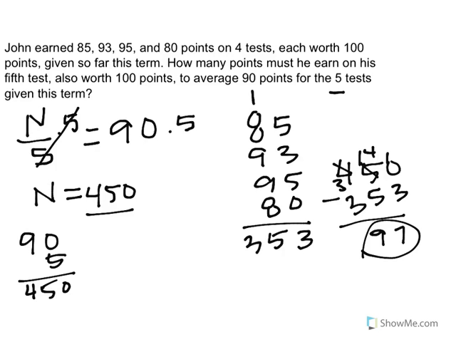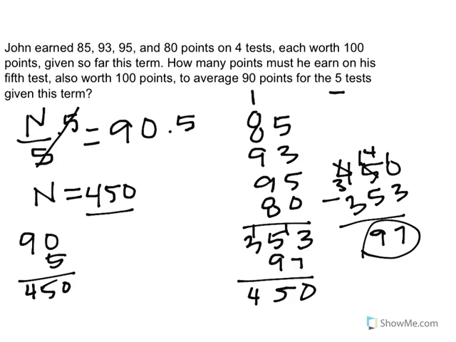Now, we can double check our work by adding up 85, 93, 95, and 80 plus 97. Well, we know that 85, 93, 95, and 80 equals 353. Let's add 97 to that. 7 plus 3. 9 plus 5 plus 1 is 15. 3 plus 1 is 4.